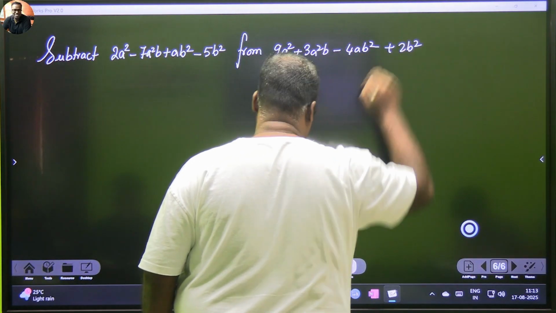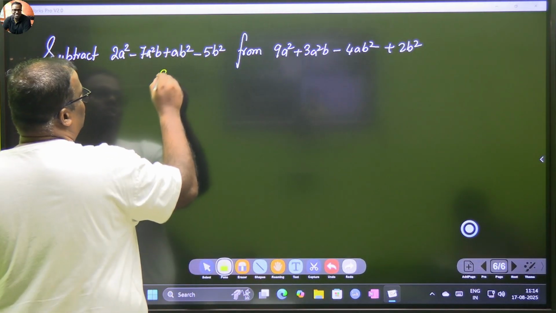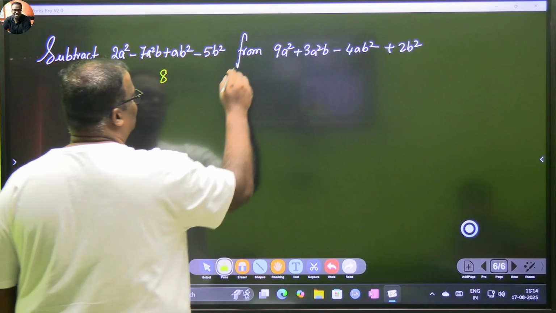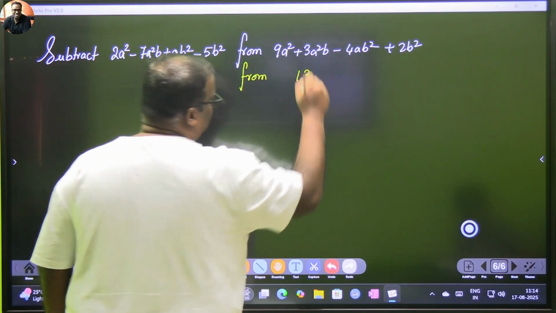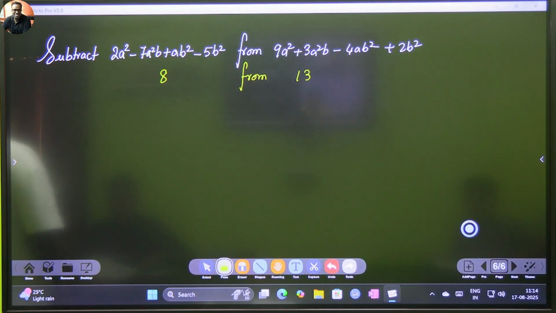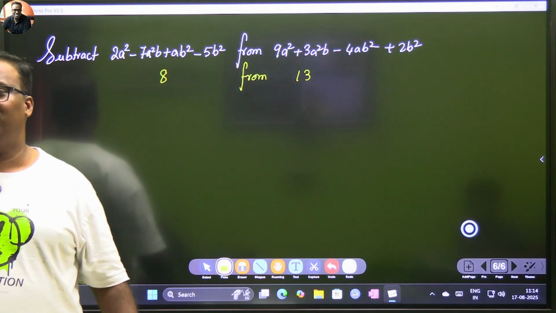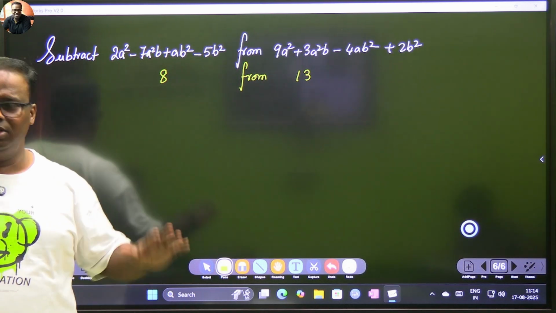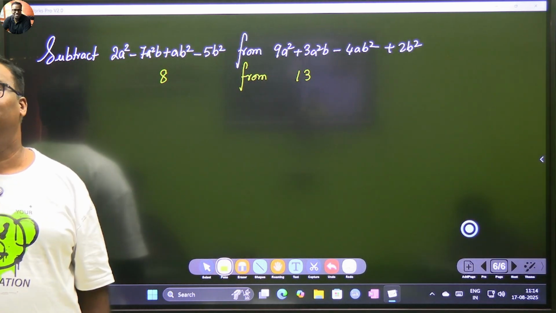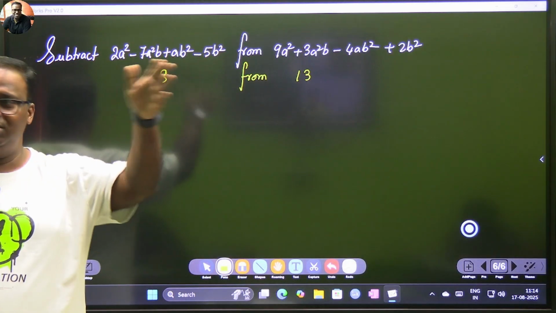Forget this question. You answer what I am asking you. Subtract 8 from 13. It's a KG class problem I am giving you. How do you solve this problem? I don't want the answer. How will you write this problem? 8 minus 13, which is equal to... open the window and jump.